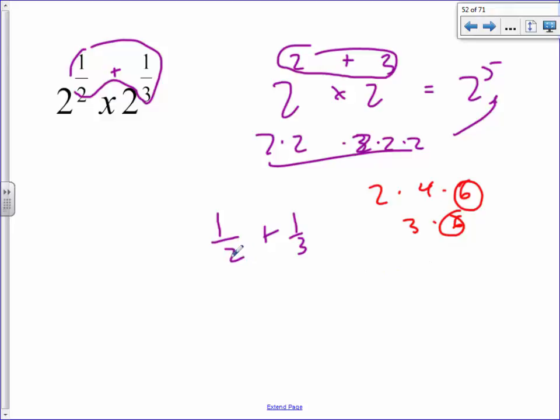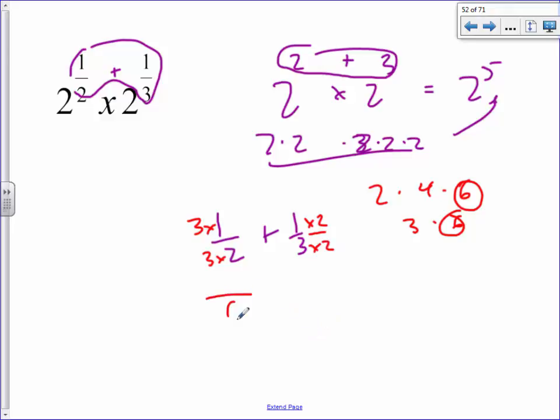So how do I turn this 2 right here into a 6? Times it by 3. But you gotta times both the top and the bottom by 3. How do you turn this 3 into a 6? Yeah, times by 2. You said 2. Okay.